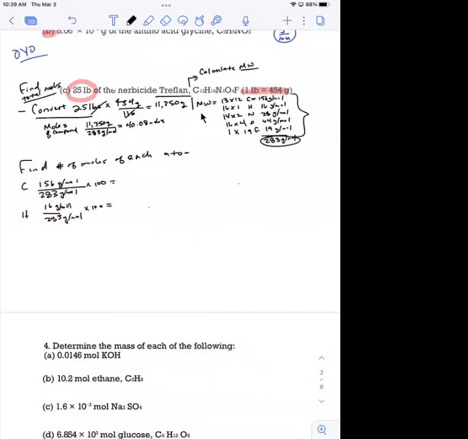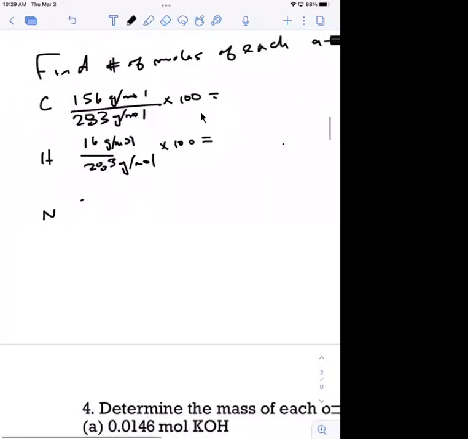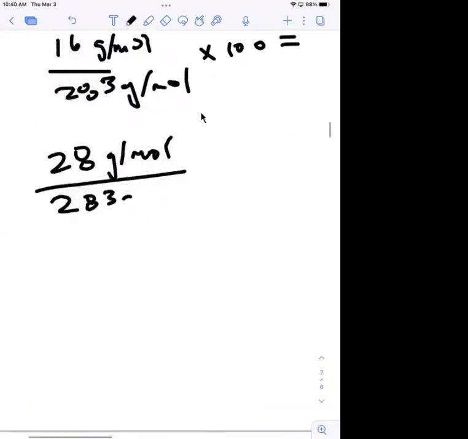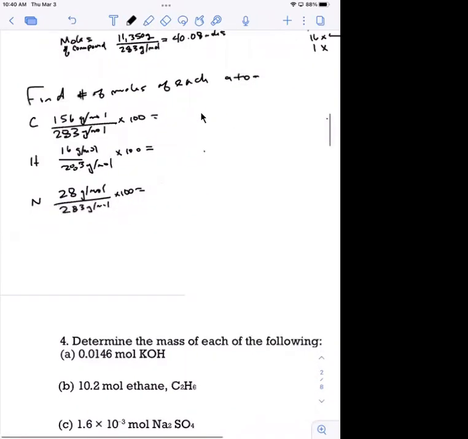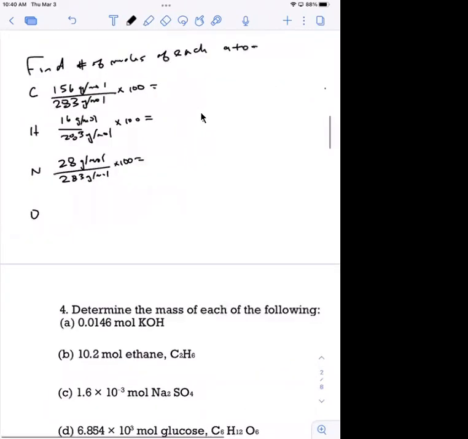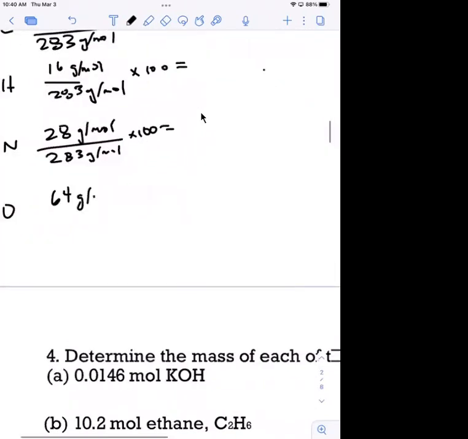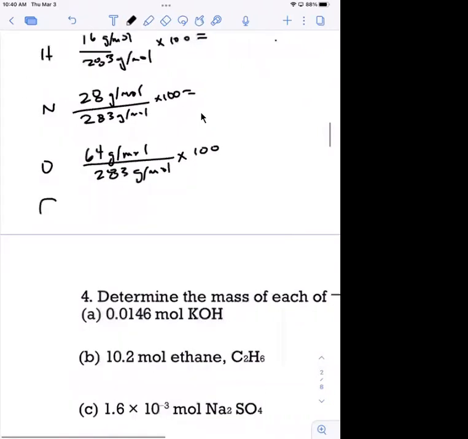And then we have 28 for nitrogen, 28 grams per mole divided by 283. That's for nitrogen. And then oxygen, we had how many? 4. So 64 grams per mole divided by 283. And then for fluorine, we only had 1. So that'd be 19 divided by 283.